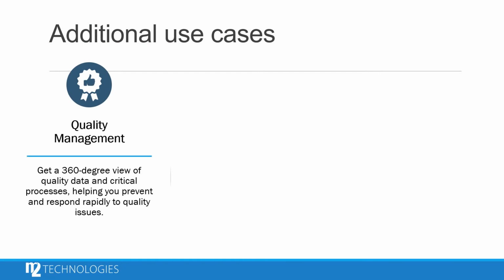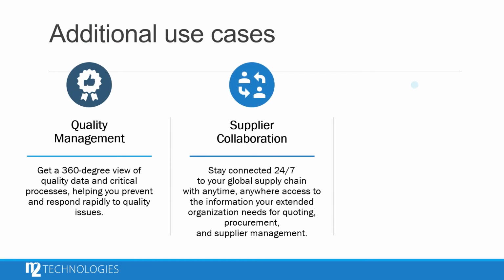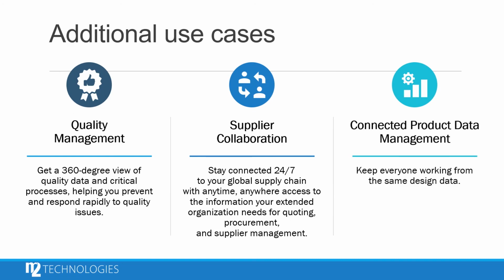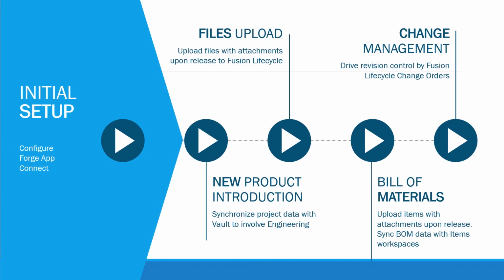Here are some additional capabilities available in the PLM. They include quality management, supplier collaboration, and connected product data management. Here's how all of this looks together. Initial project and product is set up in the FLC. Then the MPI is initiated to coordinate the project deliverables with the engineering. Once ready, engineering uploads design files back to the FLC. Bill of material gets synchronized with FLC for non-CAD users to see. And if necessary, change management could be initiated from FLC by engineers or non-CAD users.